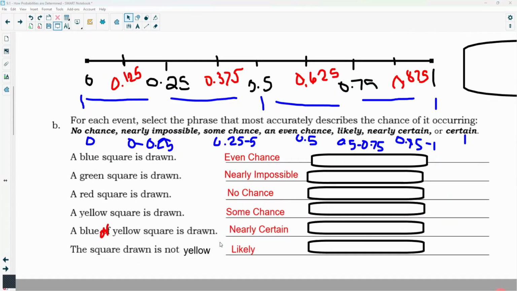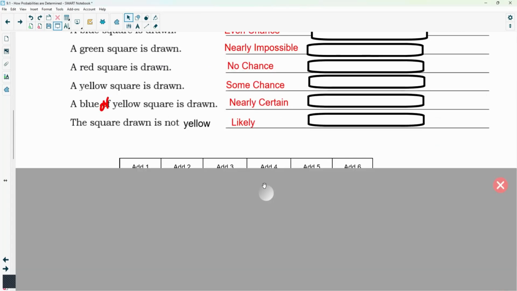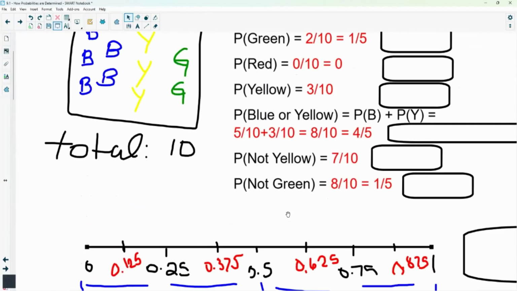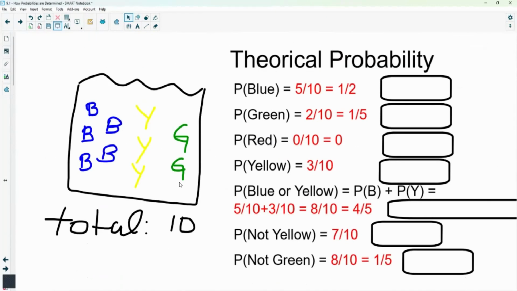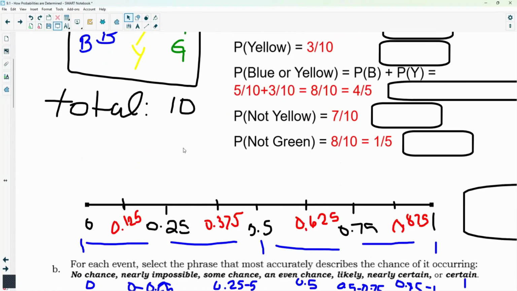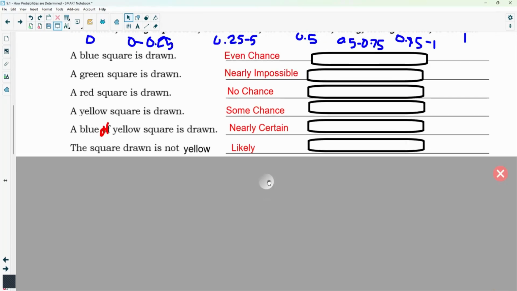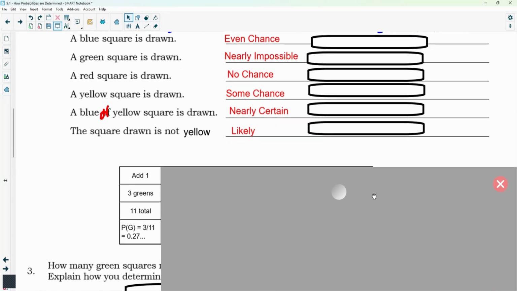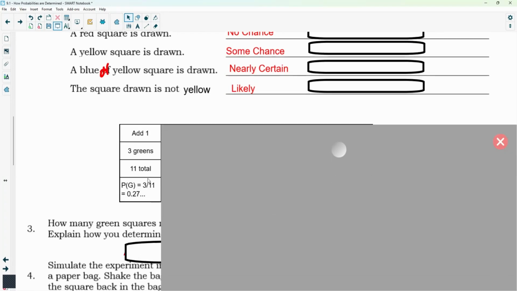So okay, the next thing that they have there is to state how many greens to add to the bag, where we had only 2 greens. How many additional greens do I need to add so we get a probability of greens as 1/2? For that, it's recommended that you make a table, add 1 by 1 and see how many you need to reach a probability of 1/2 or 0.5.